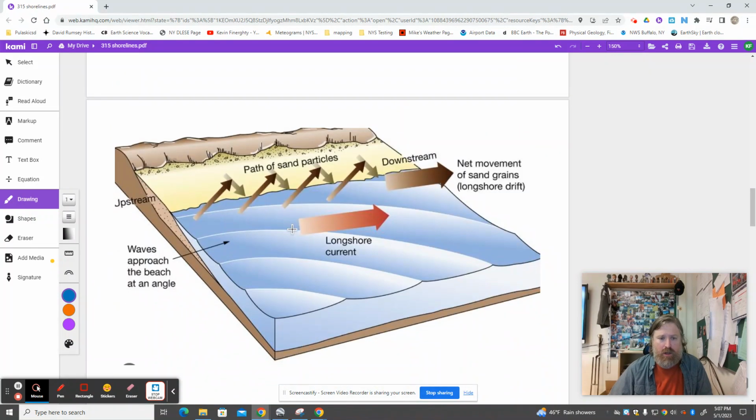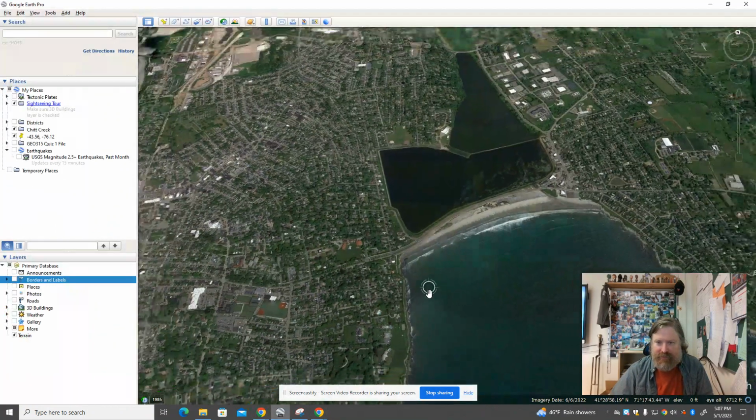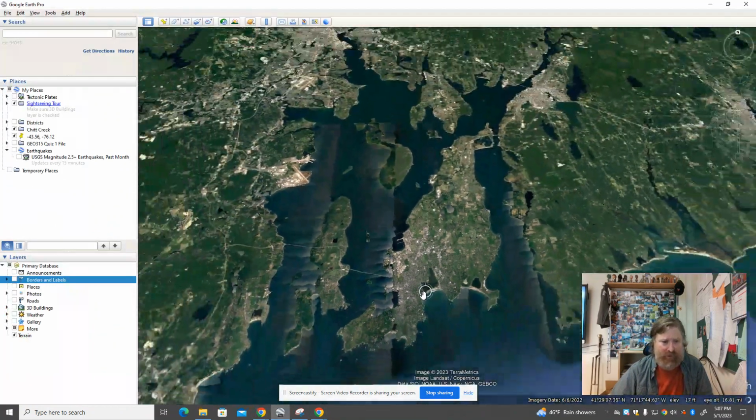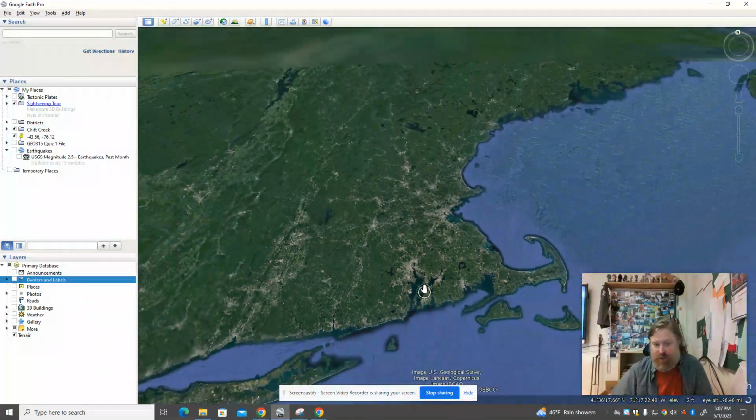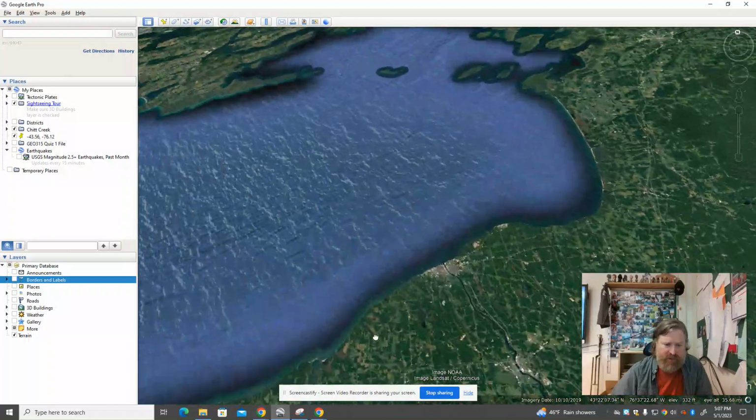Yeah. No, that's not it. If it were that simple, it would be, right? What else is going on? There's also this idea of longshore currents. And this is going to be what really fills in these bays.